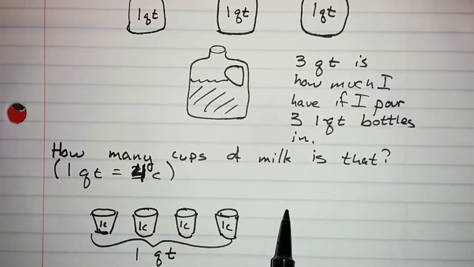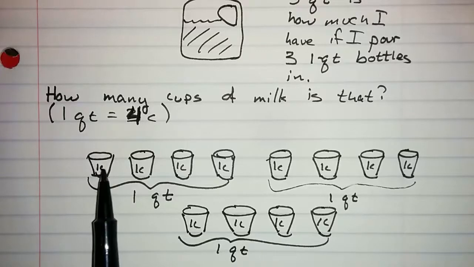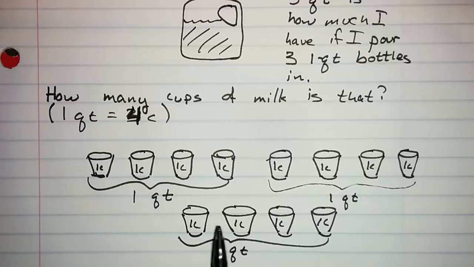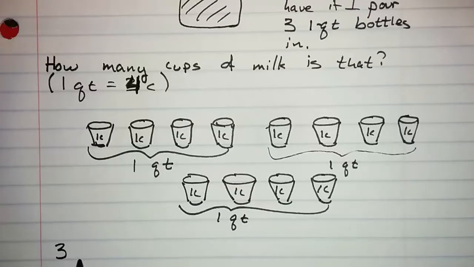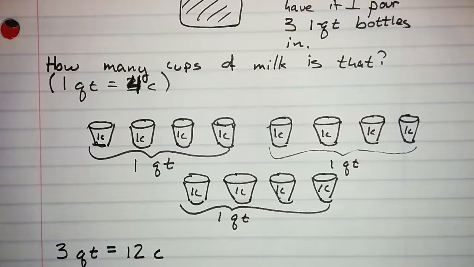If I do that 3 times, I find that my 3 quarts fill up 1, 2, 3, 4, 5, 6, 7, 8, 9, 10, 11, 12 cups. So 3 quarts of milk is the same amount as 12 cups of milk. We write 3 quarts equals 12 cups.